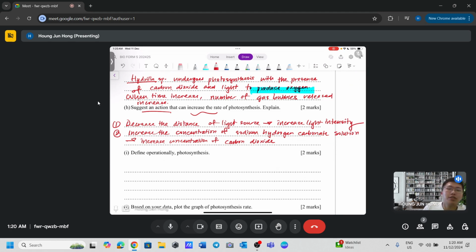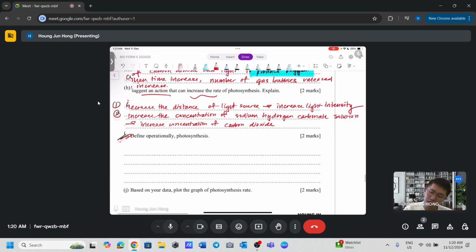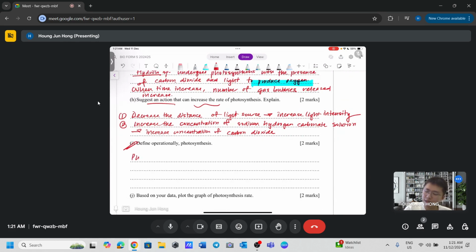Okay, let's continue to the next. Again, this one should be already very simple for you. Again, I have provided you with the sample answer with the most complete answer. But over here, you can also just simply do a simpler version. Typically it's a process. I have to mention very clearly what is a plant and what do you do. Release gas bubbles. And then if possible, add in the two conditions over here. The condition is presence of carbon dioxide and light.